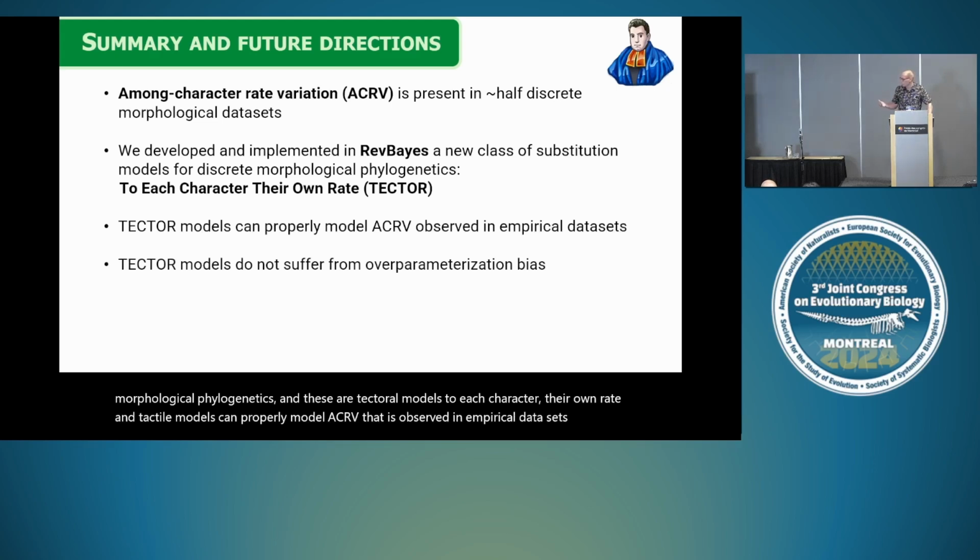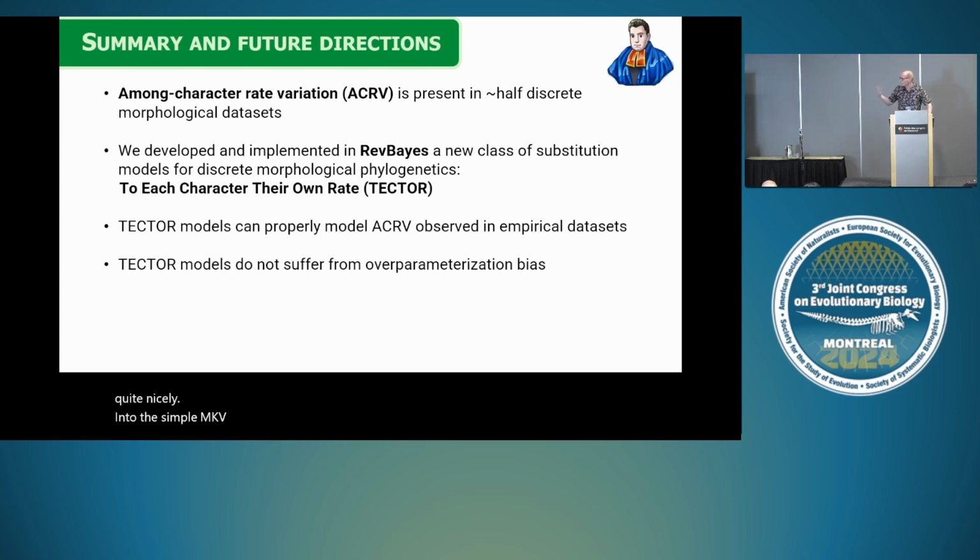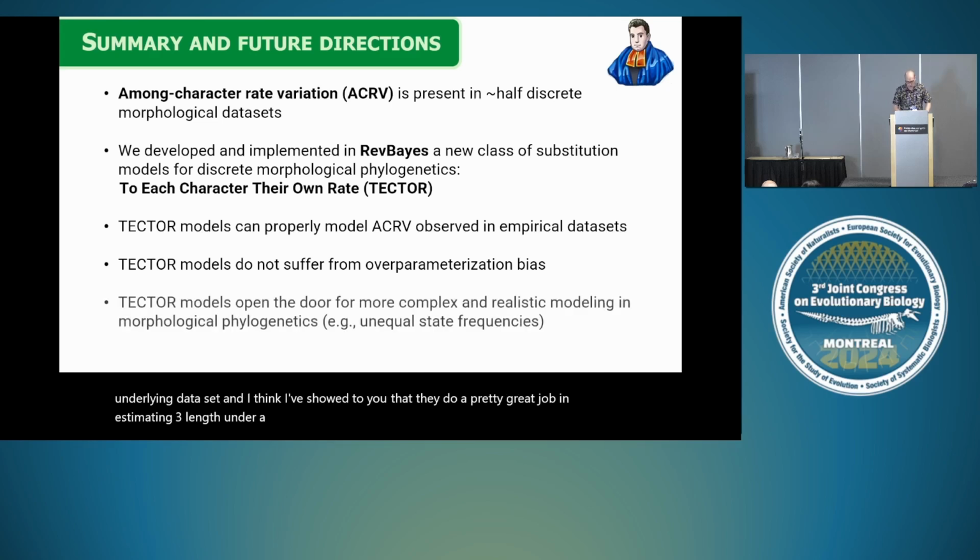Most importantly, they do not suffer from overparameterization bias because they can collapse quite nicely to the simple MKV when there is no among-character rate variation in the underlying data set. And I think I've shown to you that they do a pretty great job in estimating tree length under a different set of scenarios. And I think these are quite exciting models to develop from now on to try to include more complex and more realistic models of morphological evolution, such as, for example, unequal state frequencies.